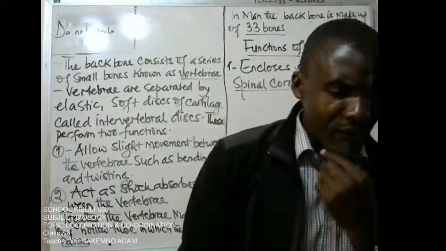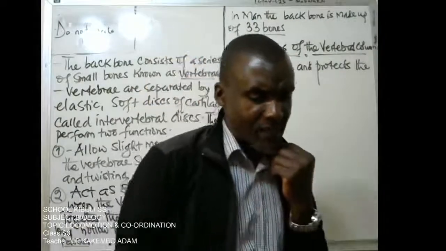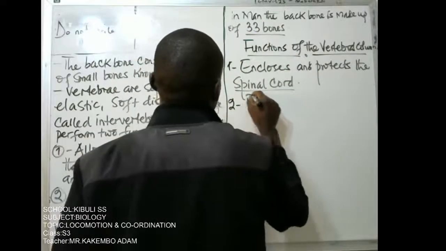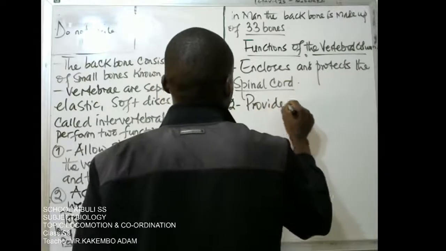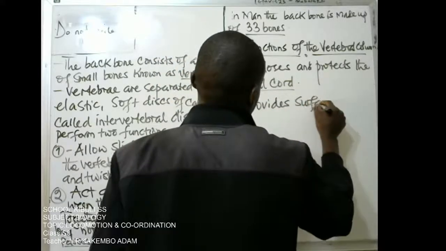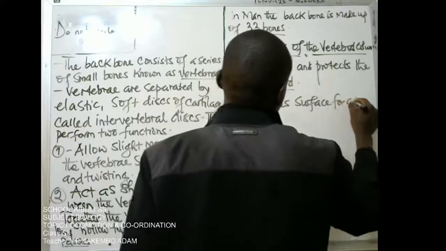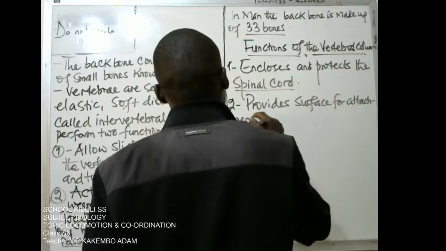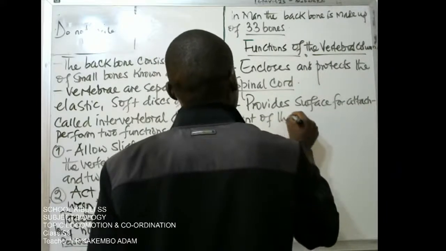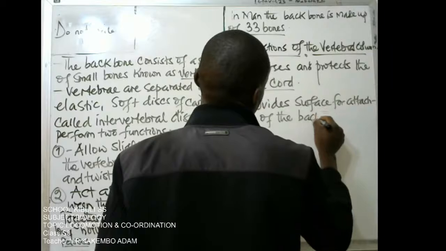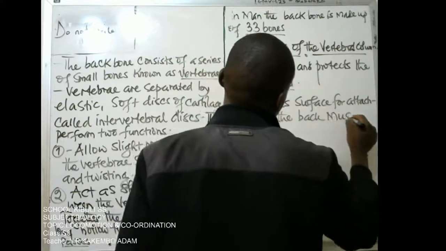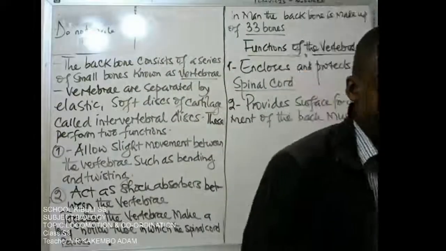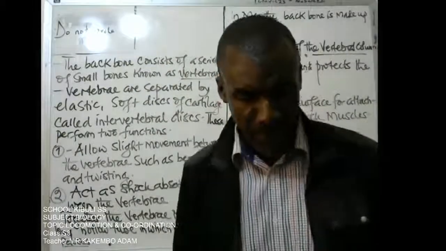The other function of the vertebral column is that it provides a surface for attachment of the back muscles.